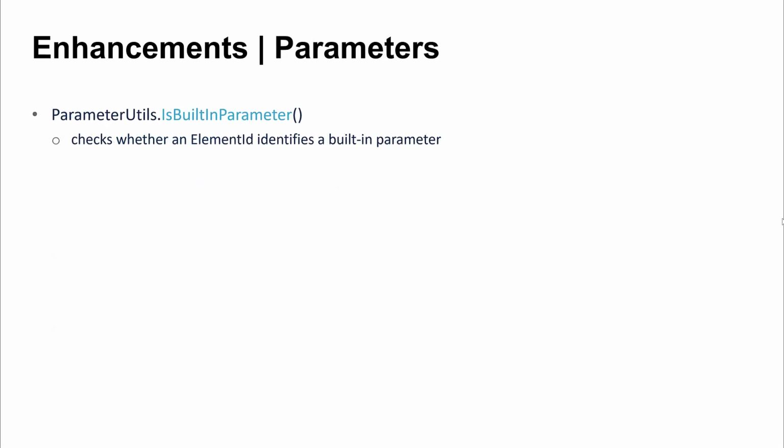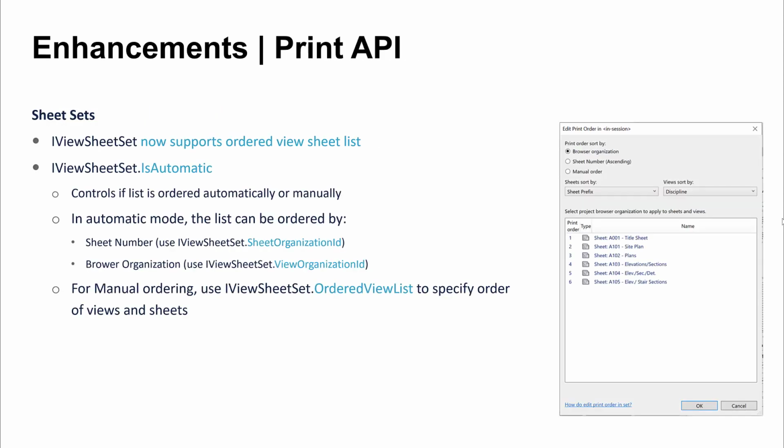A small enhancement to parameters is whether you can identify if a parameter is a built-in parameter or not. Another enhancement to the print API. So this is another exciting capability that we've provided in the UI, but we also have an API equivalent. View sheet set can now support an ordered view sheet list. So basically you can specify in what order those sheets and views will print.